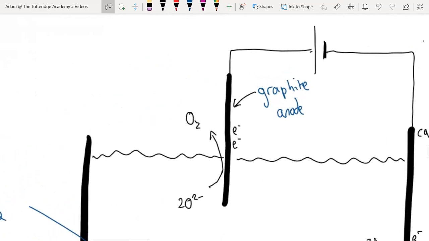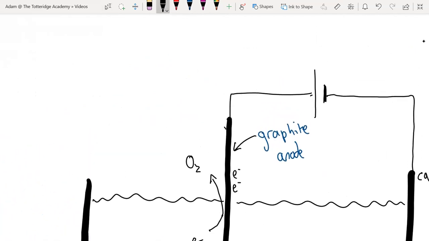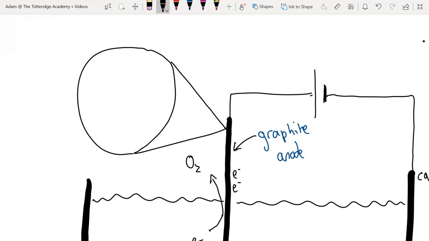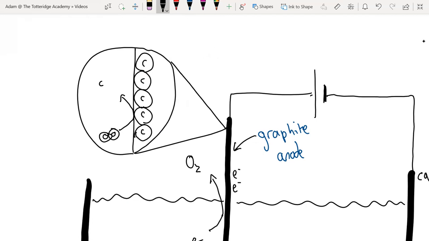Now, if we were to zoom in on this, we'd see things get a bit more complicated. The problem is this electrode is made of carbon atoms. I apologize because I should have asked you what it's made of, because you should know that by now. It's made of carbon. And unfortunately, if you have a molecule of O2 and it collides with that, they react together and form CO2.